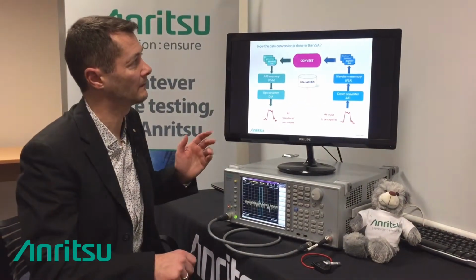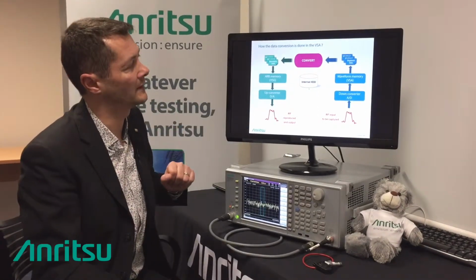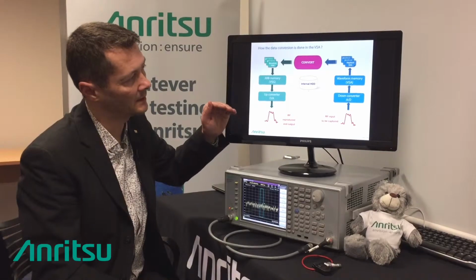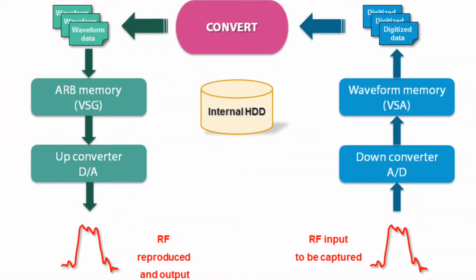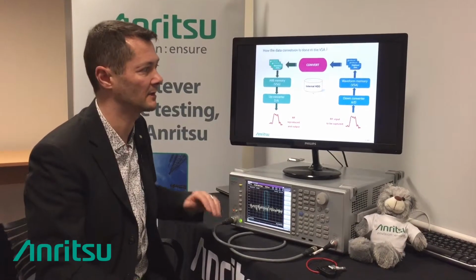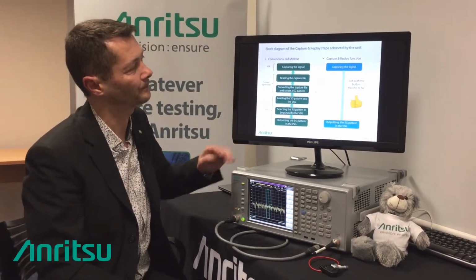What this capture and replay function does is explained on this slide. It does the A to D down conversion, converts it to a waveform stored in the internal hard disk of the unit, and then loads it into the arbitrary memory of the VSG before outputting it at the right frequency and at the same level that has been captured by the VSA. So it's pretty simple. It makes life easier for the customer.